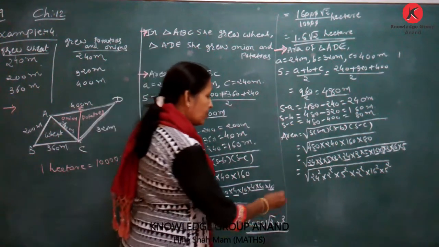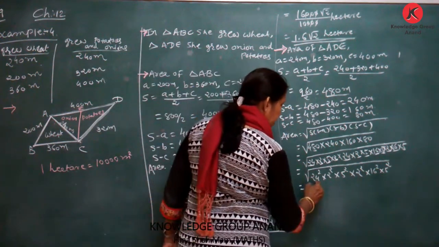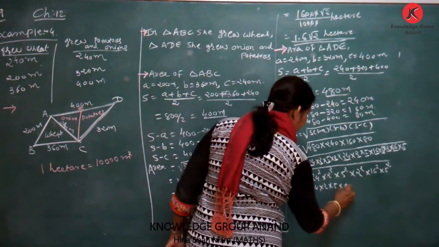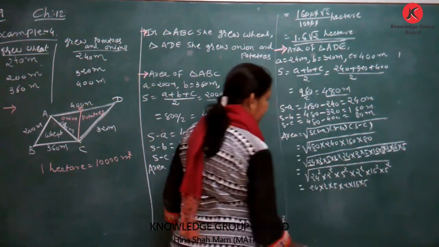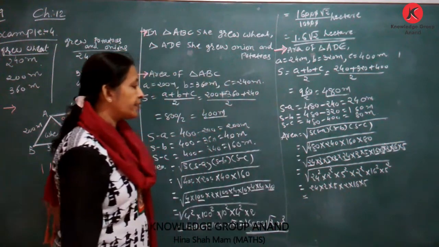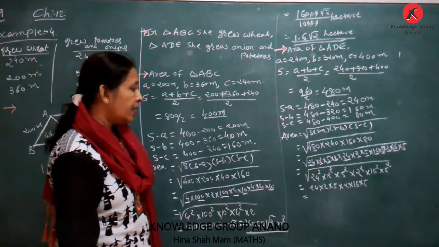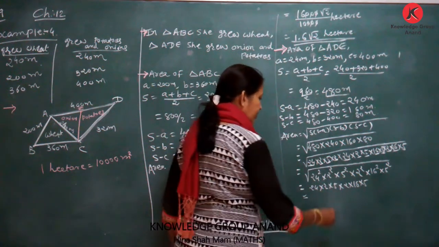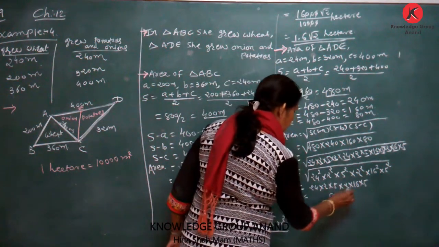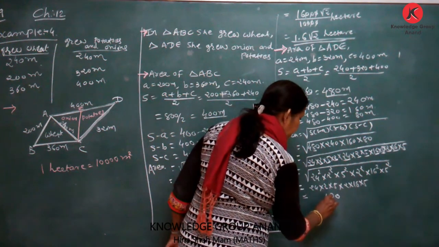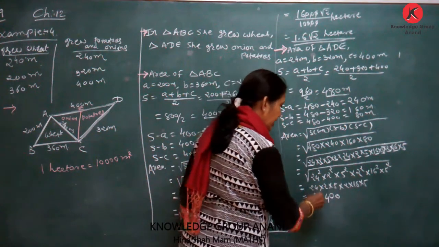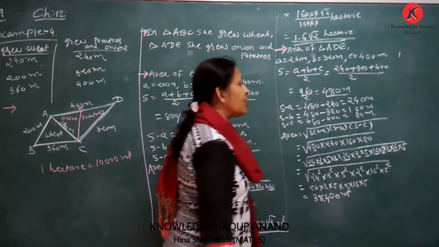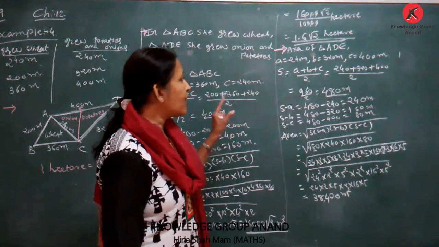Complete. Now equals to 24 multiply 2 into 5 multiply 2 into 16 multiply 5. 5 2s are 10, 10 10s are 100, 100 into 16 is 1600. 16 4s are 64 and 16 2s are 32, so 38,400 meter square.